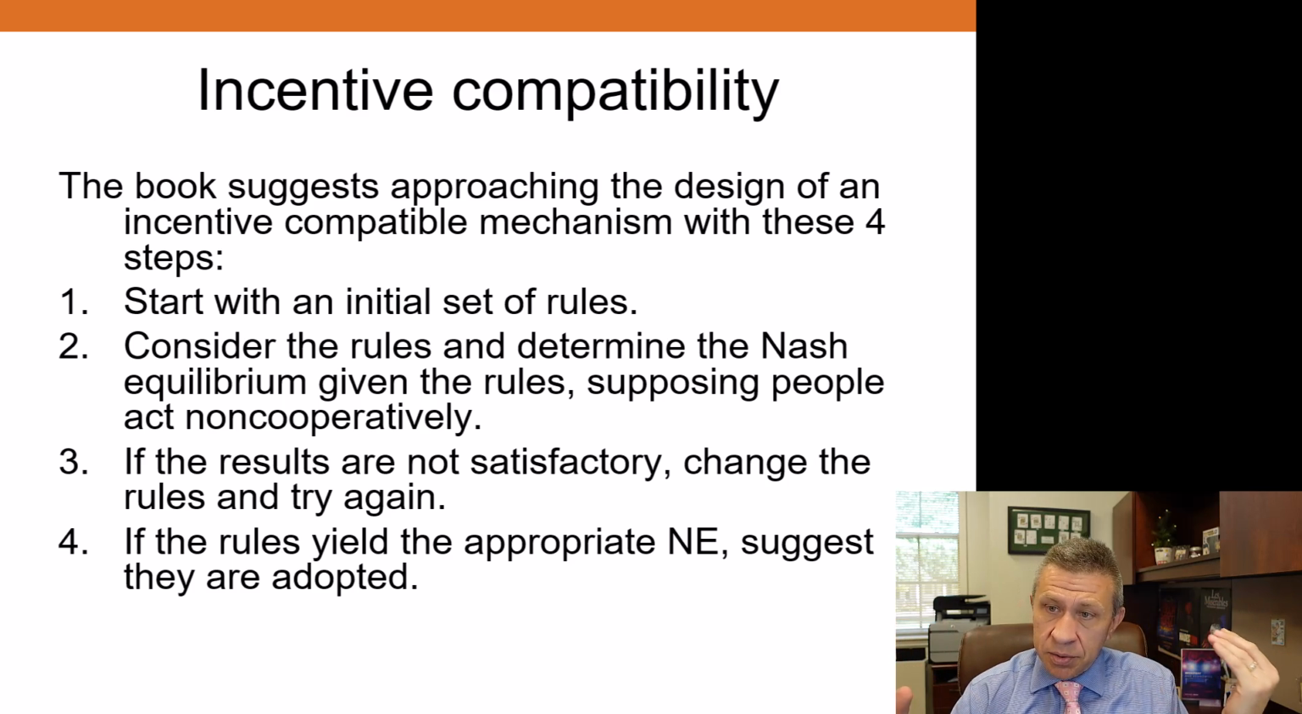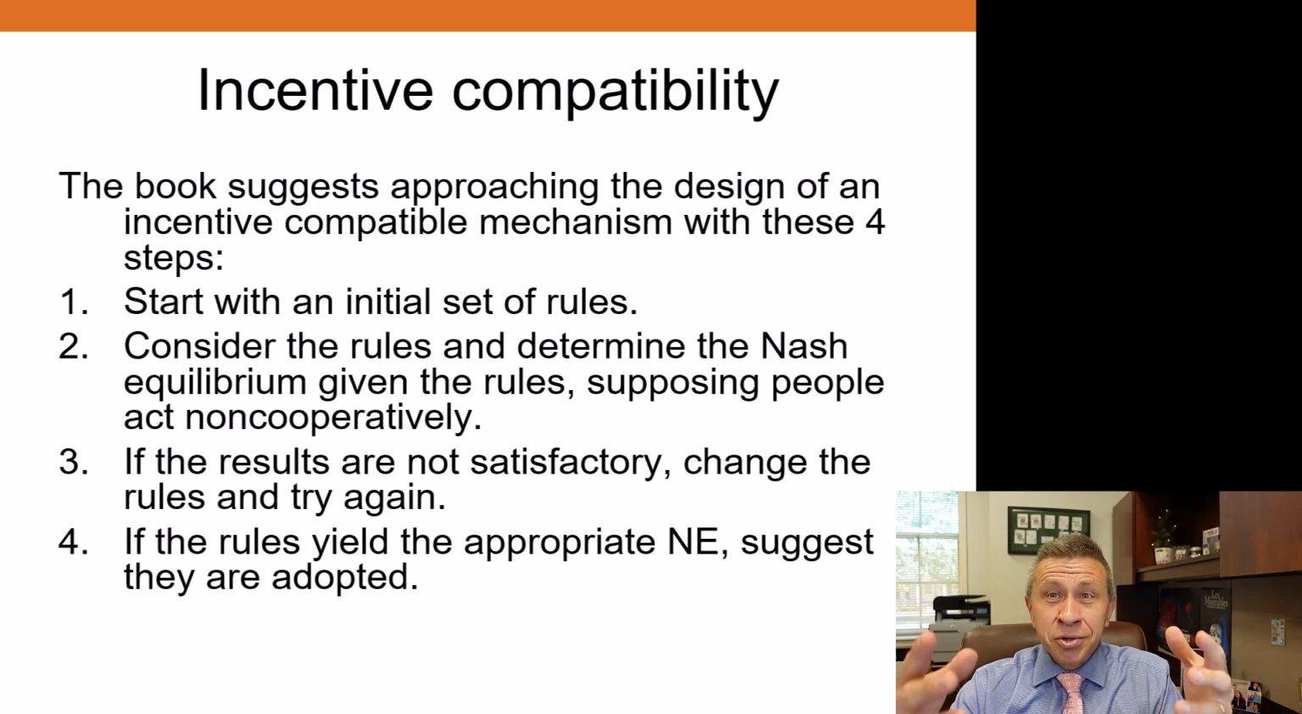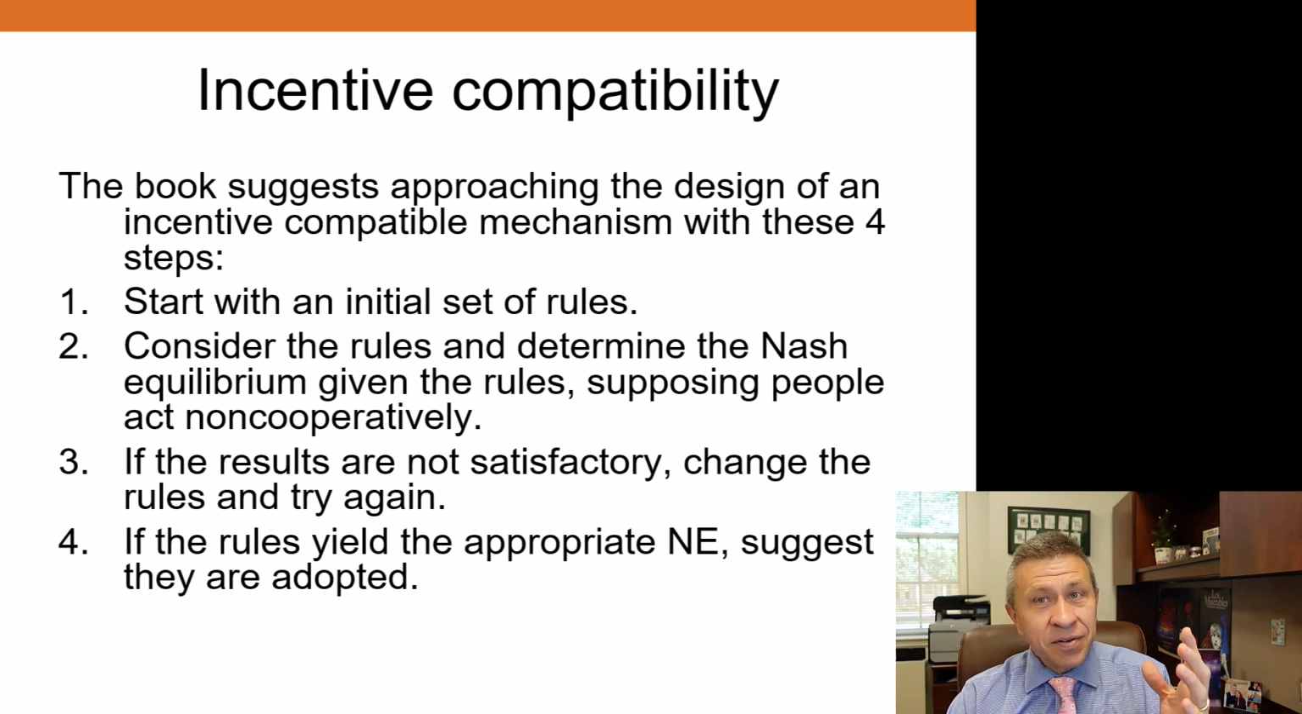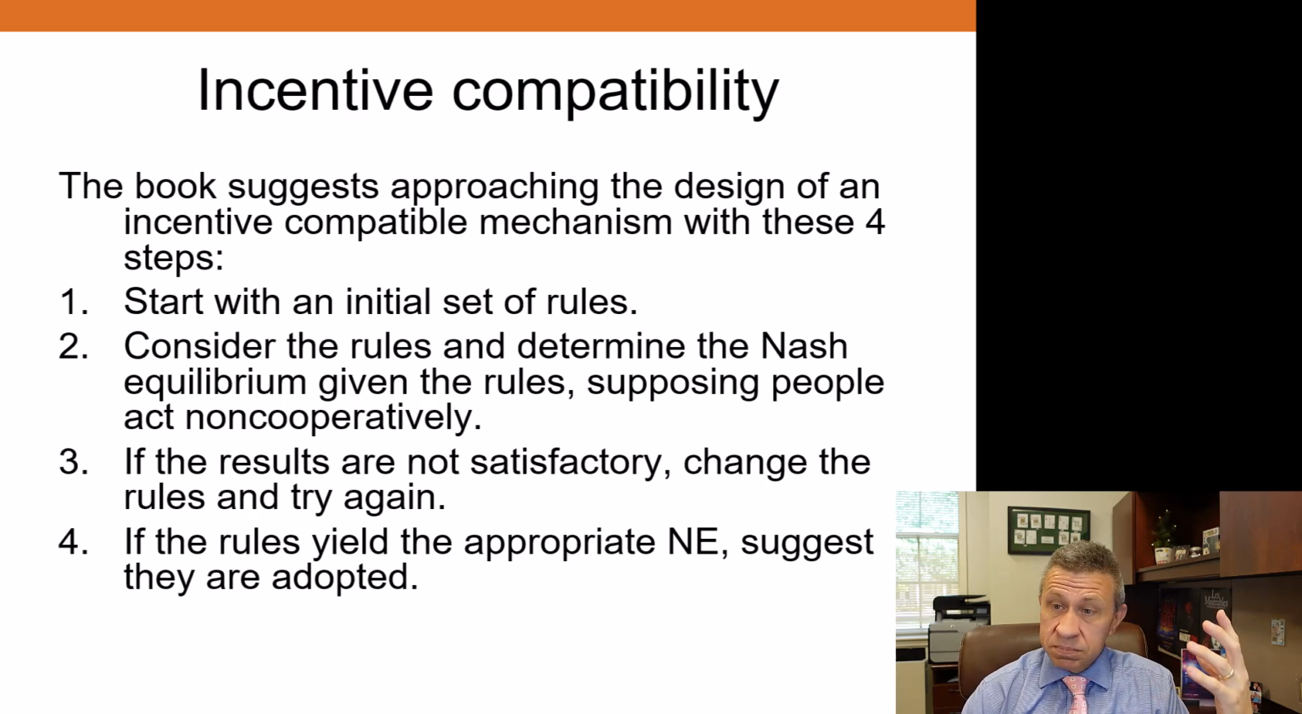Propose a set of rules. Start with an initial set of rules. Look at the rules. Do you get to the Nash equilibrium under the rules? You can assume people are just going to be super nice and all behave and cooperate and do anything that's not in their self-interest. Assume people are behaving in their self-interest. Assume they're behaving non-cooperatively.